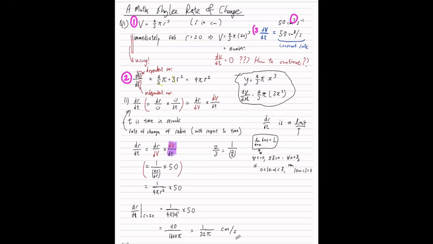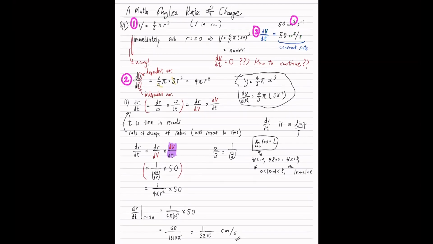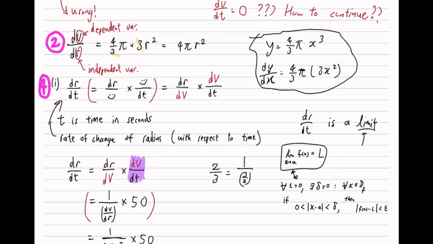Is to identify what is a constant, what is the constant rate and what's given. They gave us dV by dt as a free gift. Okay. Constant rate of 50 cm³ per second, so volume per unit time, cm³ per second. Then your fourth step is to read the question and write down what they want. They want the rate of change of the radius, which is dr by dt.